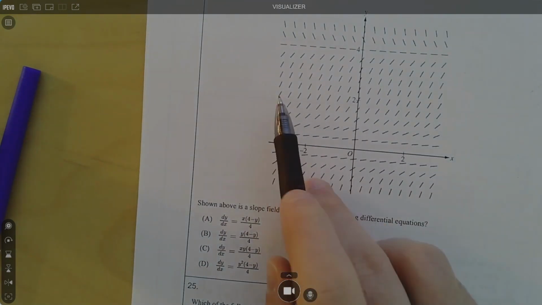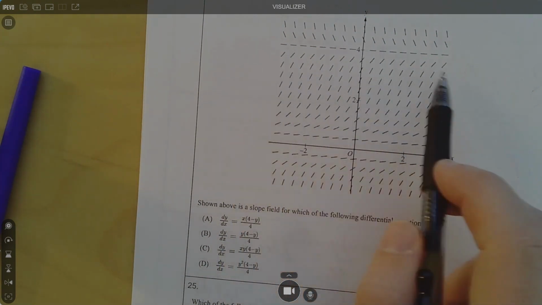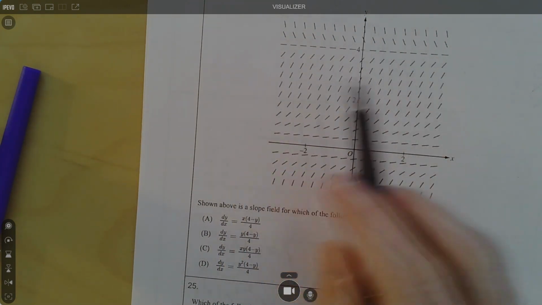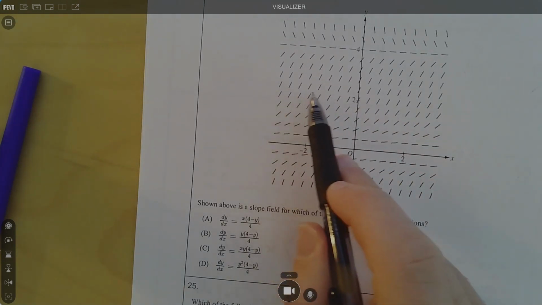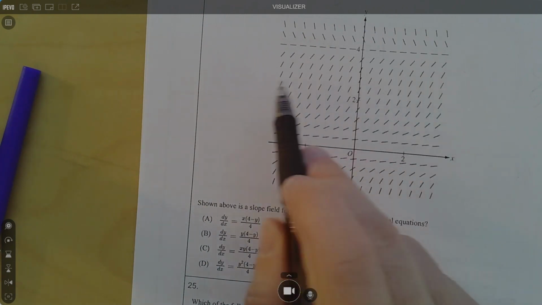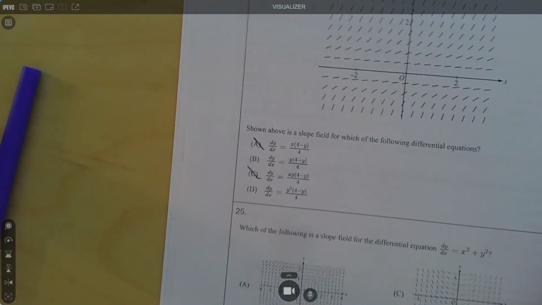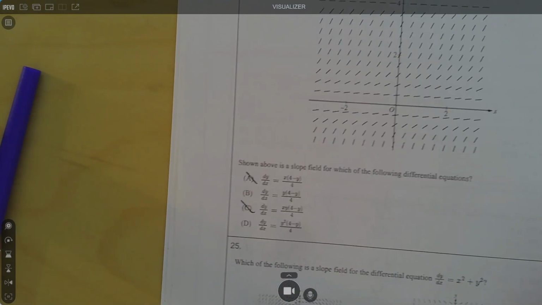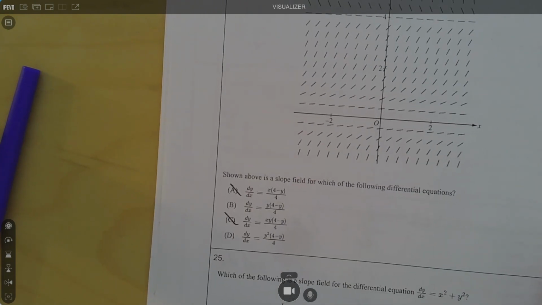I also noticed that all the rows are horizontal. What that means is that my differential equation does not depend on x, because no matter what x is, it's always the same slope. So it cannot have x in it. So I can eliminate both a and c for that reason. It cannot be either of those. And so it's between b and d now. Is it y squared or is it just y in front?